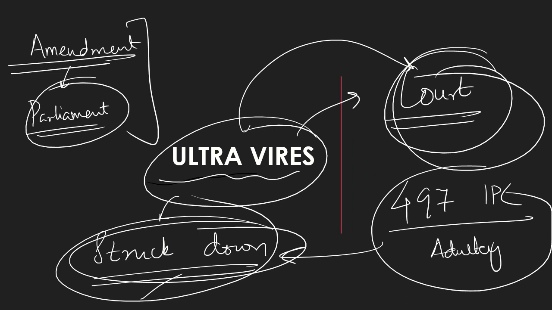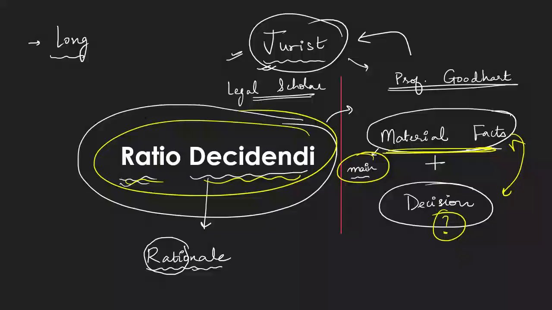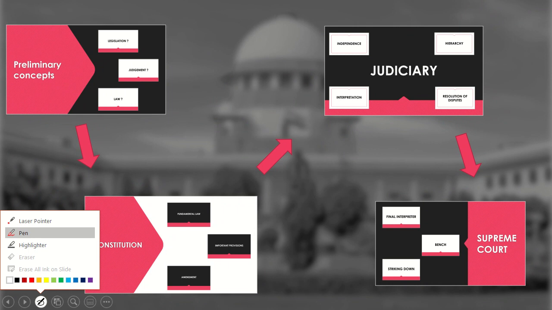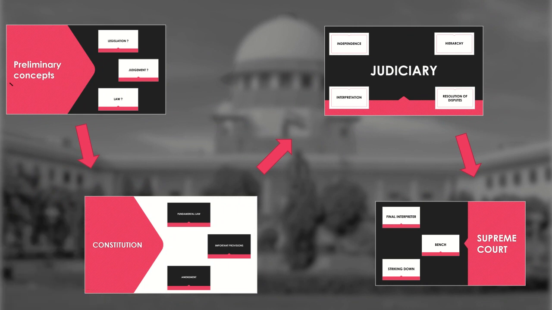So I hope you've got an idea of what we've studied today, right? We've seen several things. I hope you've understood the meaning of all of these words. Let's just quickly have a look at what we've learned today. I'll just show you on this page because everything is given here for us. We started off with some preliminary concepts. We understood what legislation is. We understood what a judgment is. We understood that law is not just legislation and judgment, but also customs and traditions and religion.